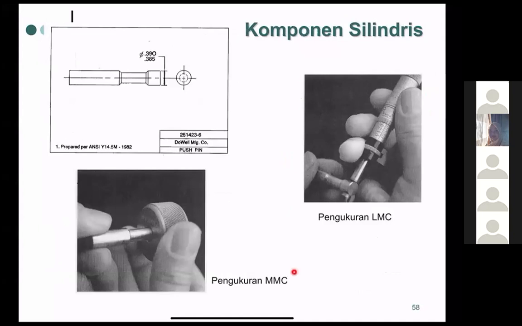Okay, and to measure the MMC, maximum material condition, you can check using a go or no-go gauge, to make sure that you have the larger shaft, for example. And to measure the lowest material condition, we usually check using a screw micrometer.